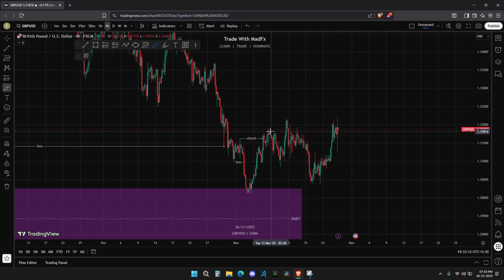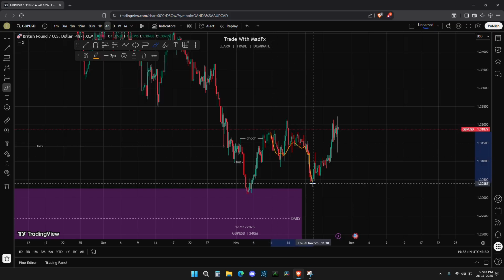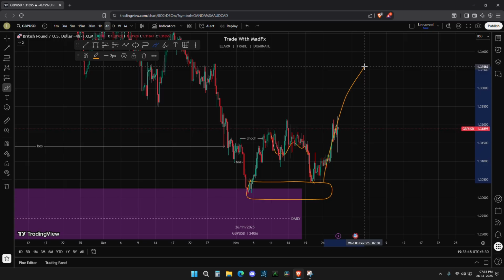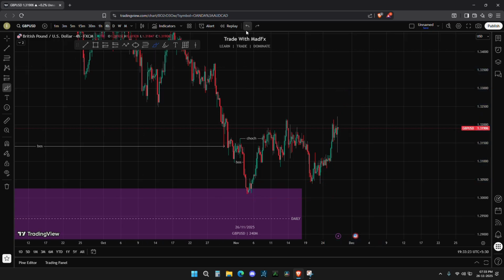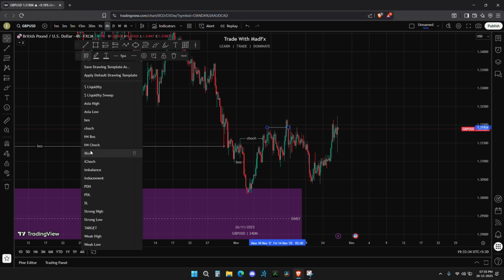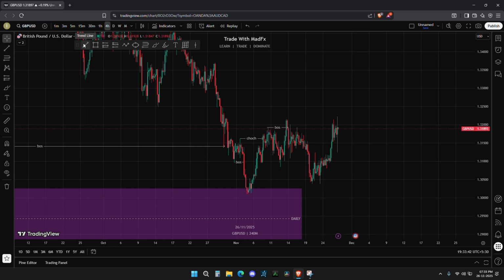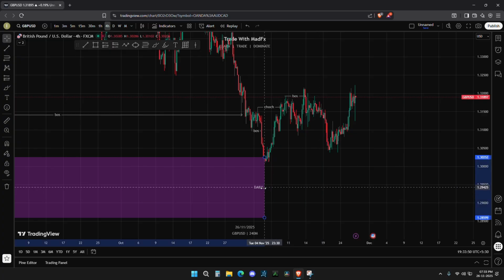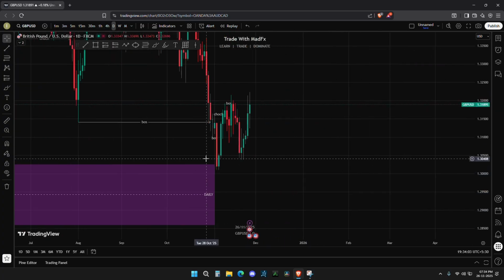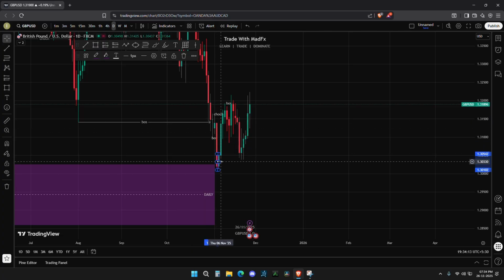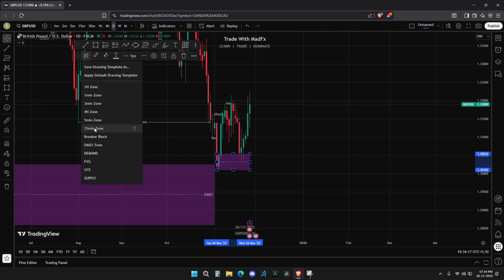And what do we expect after a change of character? We expect the market to come back to an unmitigated demand zone to give us an entry and continue to the upside. We also got a break of structure followed by a change of character that confirms the uptrend. Now our job is to find the unmitigated demand zone. I will go back to the daily chart to find the demand zone. As you can see, this zone has not been mitigated, and I expect the market to come back to this zone for our entry.